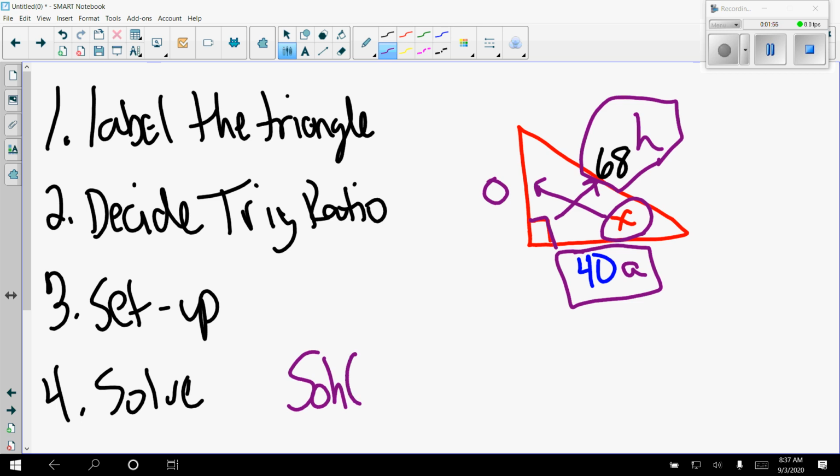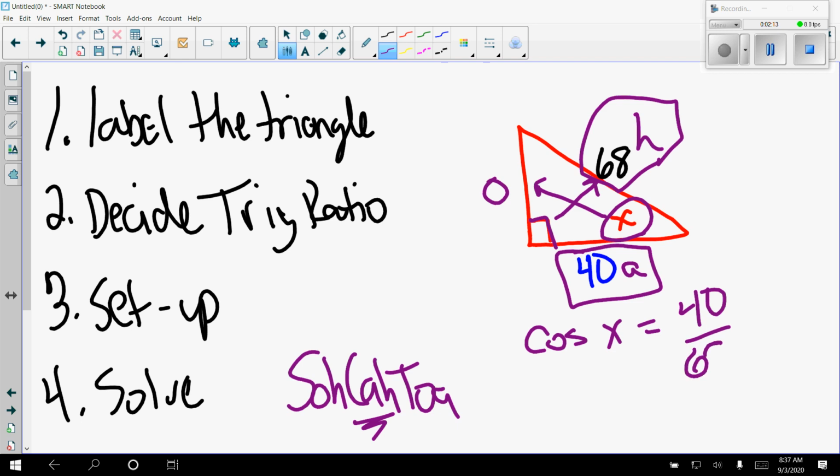So if I remember SOH CAH TOA, that's going to be cosine. So I come down and I know cosine. Now, we always said cosine of the angle. That was always a number. This time it's not. It's our variable. So cosine of x, and it's adjacent over hypotenuse.